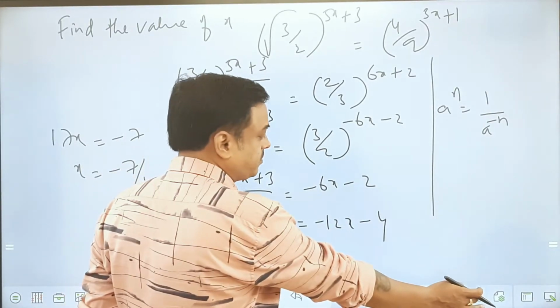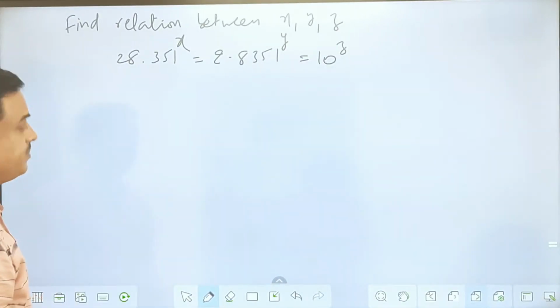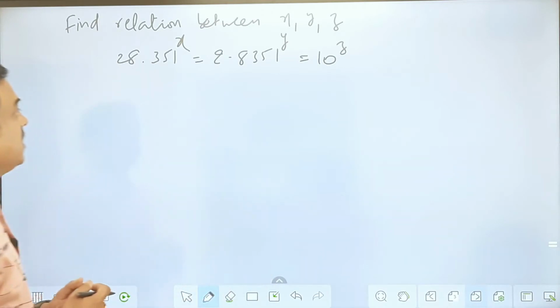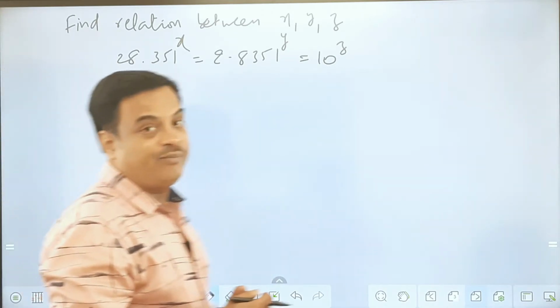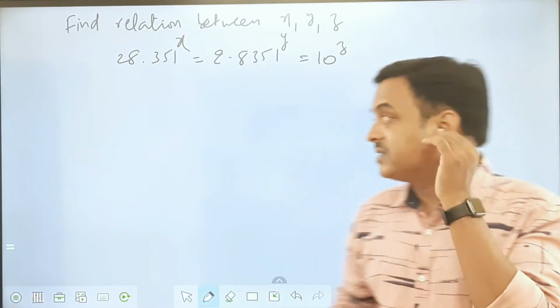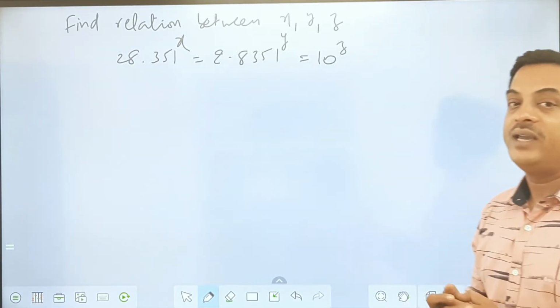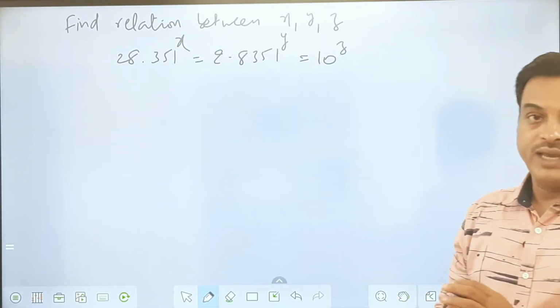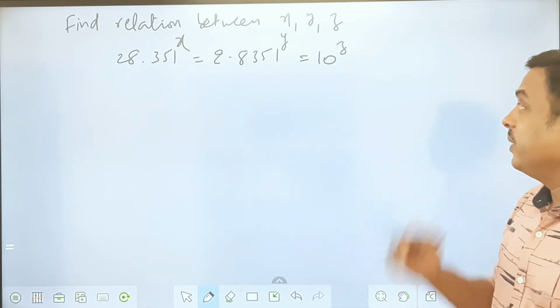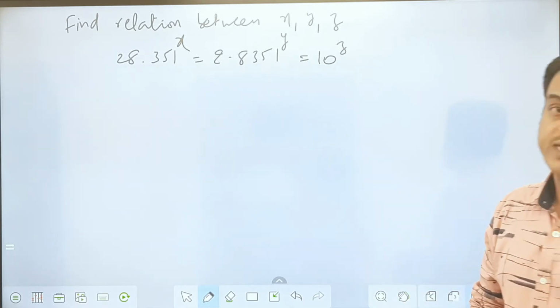Next one, let's take another question. If you see this, given 28.351 to the power of x is equal to 2.8351 to the power of y is equal to 10 to the power of z, and the question is to find the relation between x, y, z.